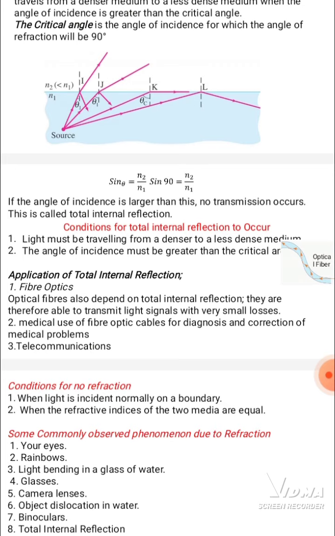When you have light moving from a denser to a less dense medium, the angle of refraction is always greater. So if you increase the angle of incidence, the refraction angle will also increase. It will get to a level where you have a critical angle. That critical angle is the angle of incidence for which the angle of refraction will be 90 degrees.